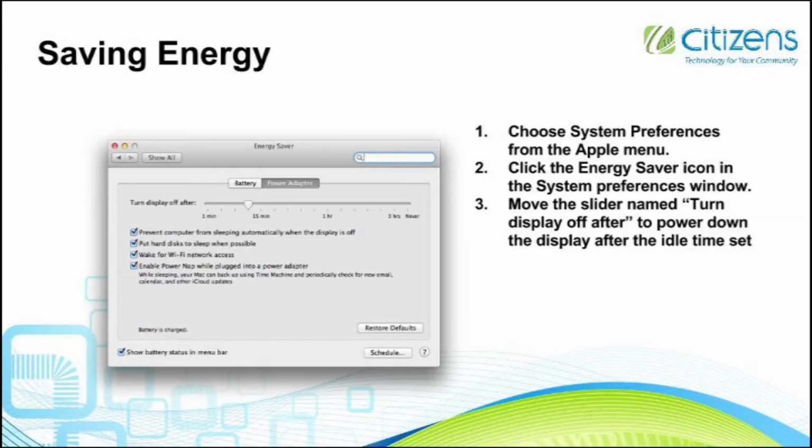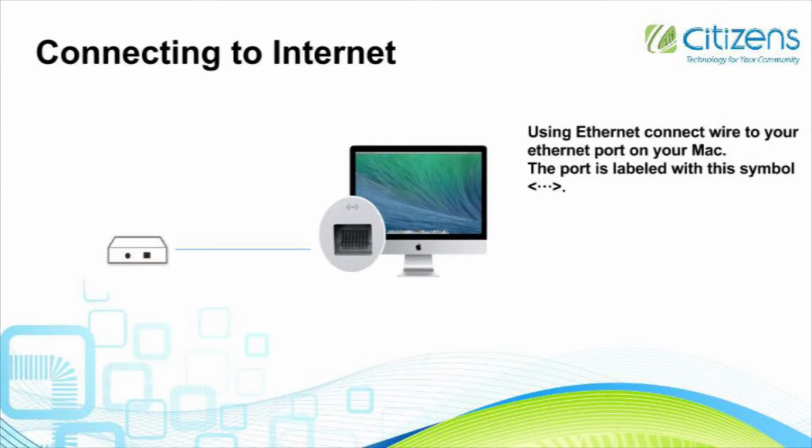So now, connecting to the internet when you get on your computer. If you are using an Ethernet cable, all you have to do is connect that wire to the back of your computer, and it should look like this. And there's a symbol that I put up right here. So all you have to do is that, and it should pop up where you can use your internet on your computer.